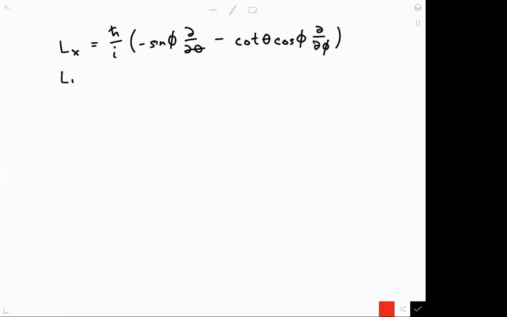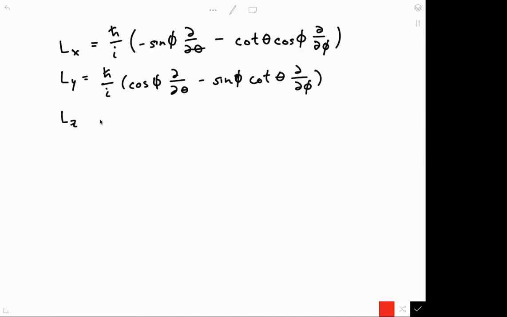Similarly, we can write our y component by just grabbing all those y component items. So h bar, i, cosine phi, d d theta, sine phi, cotangent theta, d d phi, and then our z component.